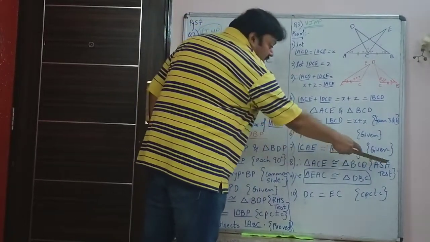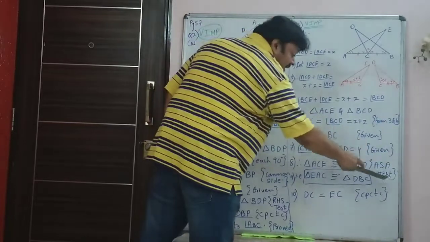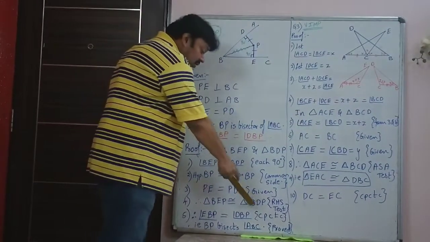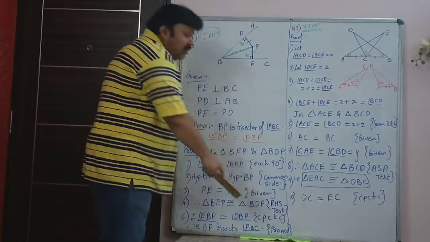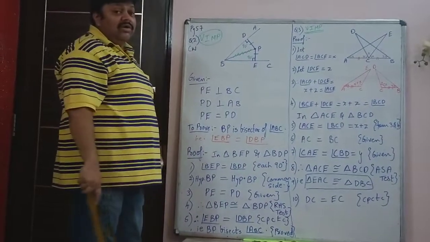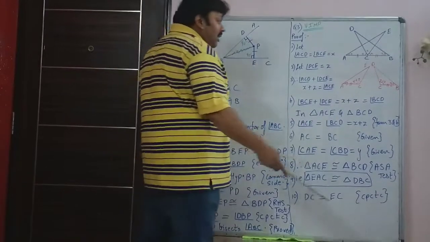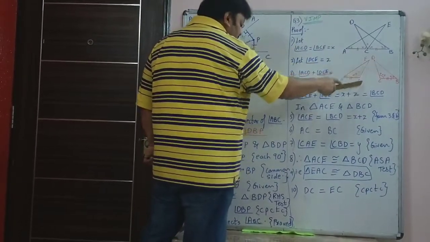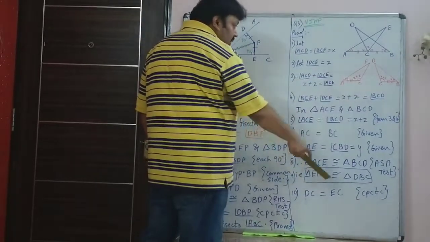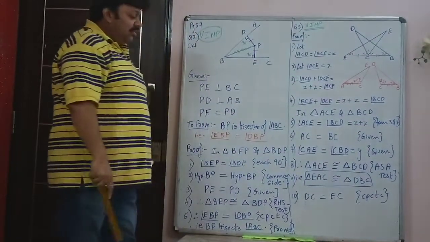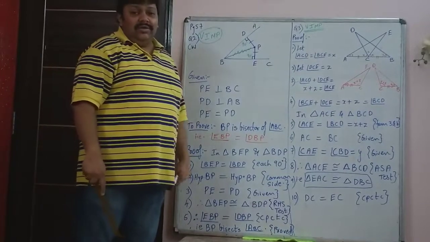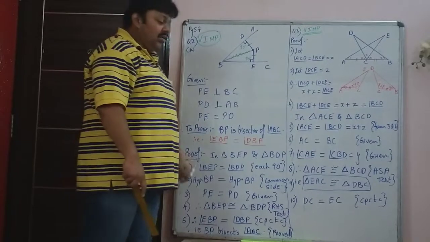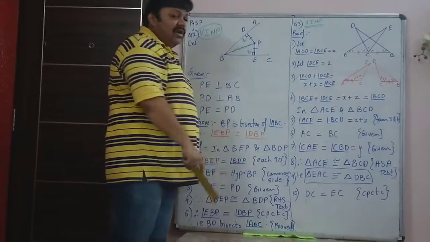The reason also has to be written, which test, ASA, whatever you have used, or in the previous case it was the RHS test. If that is not written, marks will be cut. And finally you are asked to prove DC is equal to EC. DC is equal to EC because of CPCT: corresponding parts of congruent triangles are equal. So that is proof third.